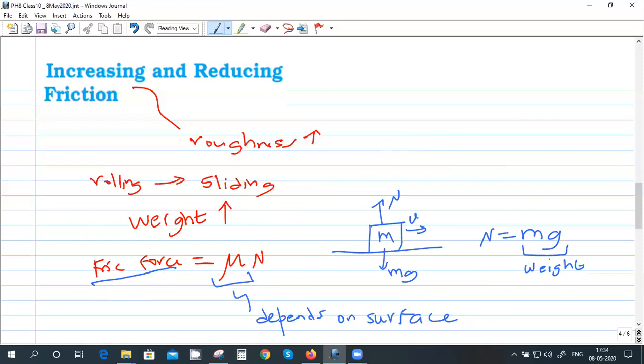Yes, sir. Friction force is mu N. If you don't know, just accept it. You will learn it later. So basically, the friction force can be increased by increasing the mass, because once the mass increases, weight will increase.